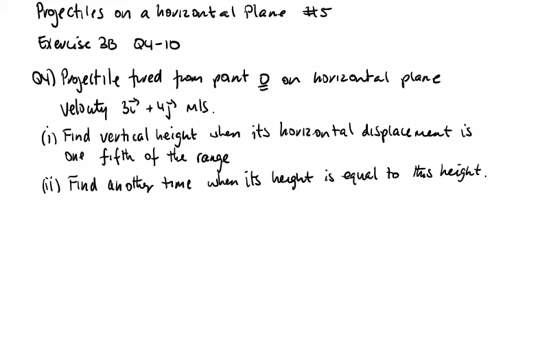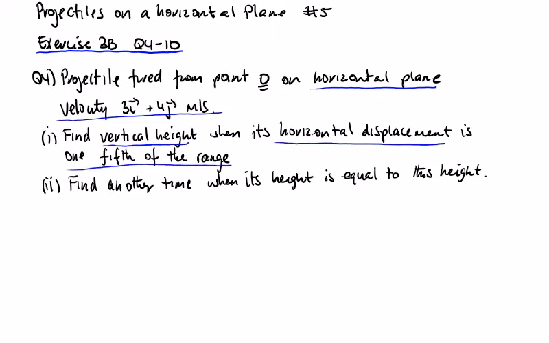In this video, we're going to look at the questions number 4 to 10 in exercise 3b. So question 4, a projectile fired from a point O on a horizontal plane. Initial velocity is 3i plus 4j meters per second. Find the vertical height when its horizontal displacement is 1/5 of its range.